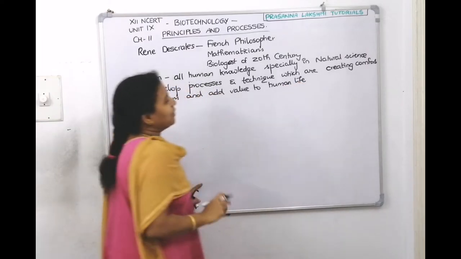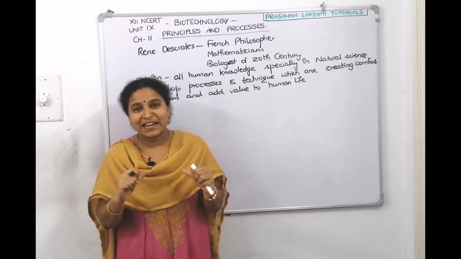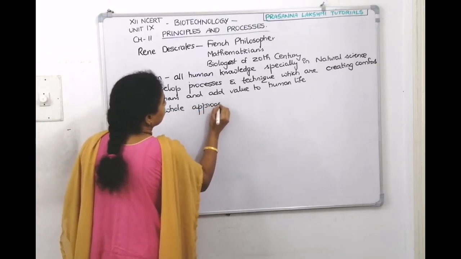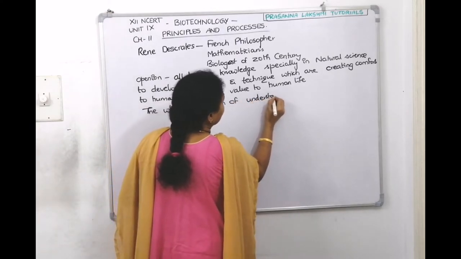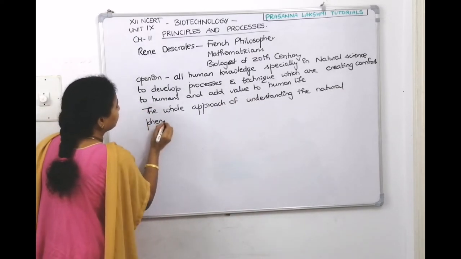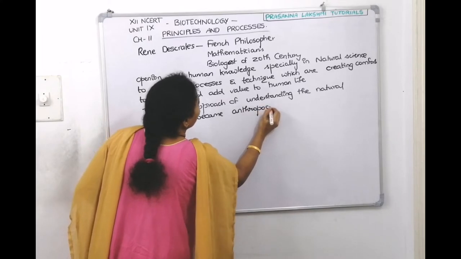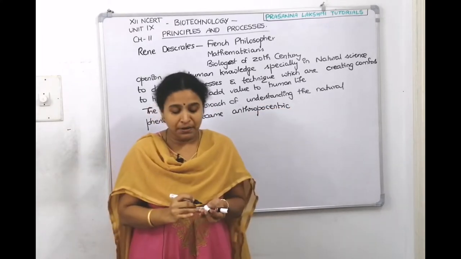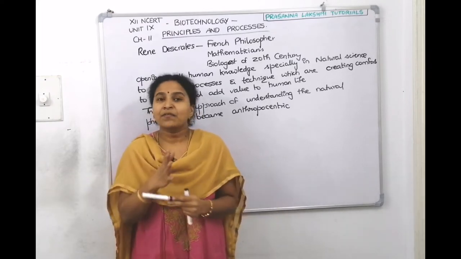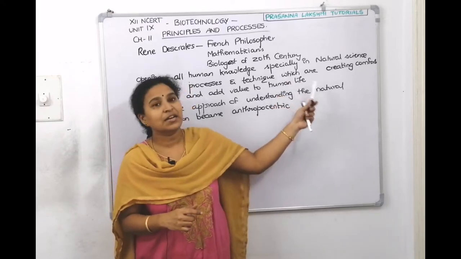To human life only. Now, ultimately, what his opinion is, is that the whole approach of understanding natural phenomena is human-centric, is anthropocentric. So he was telling that the whole approach of understanding the natural phenomenon, nature, became anthropocentric. What do you mean by anthropocentric? Man-centric. I just gave you an example. This plant is useful for man, so exploit it and produce new varieties, increase its yields, increase its resistance, like that. The other plant, which is not useful for us, might be useful for nature, ecology and environment, but we are not bothered. That is what his meaning is. That's the meaning of this sentence, and this is his conclusion.